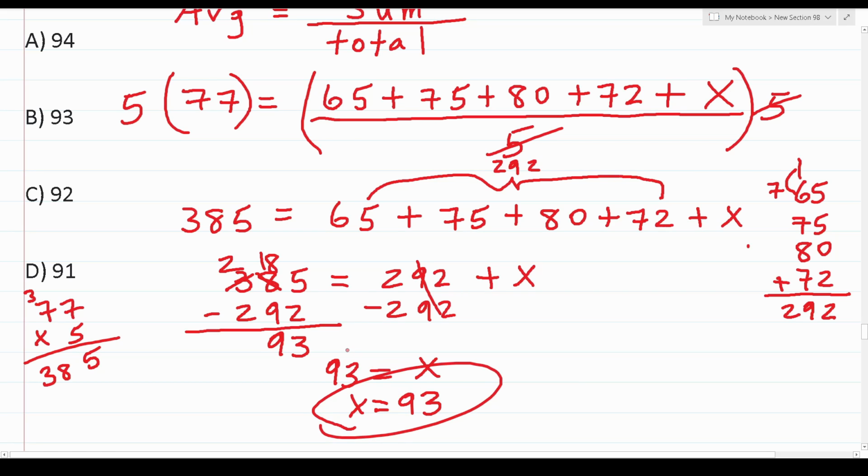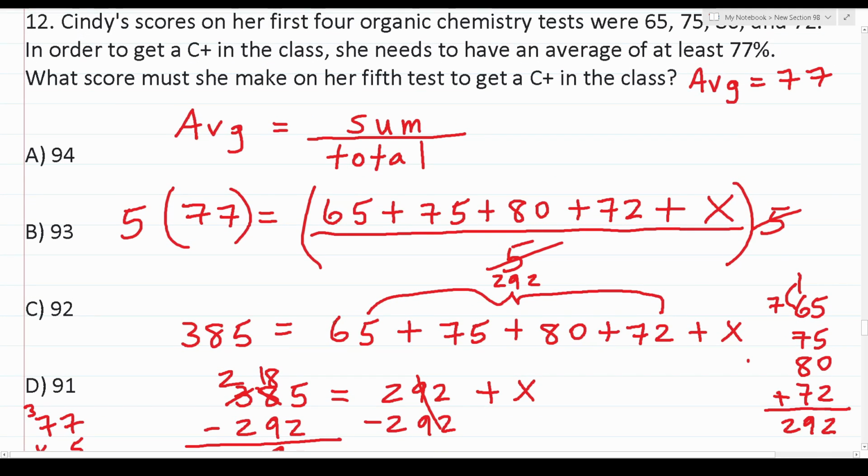In other words, Cindy has to get a 93 on her fifth exam in order to have a 77 average or a C plus average in the class. All right, so that's that one. Questions involving averages are very common on the ASVAB, so make sure you can work with averages. They may not be exactly like this one, but that said, generally the setup is the same. All right, so that's this one.